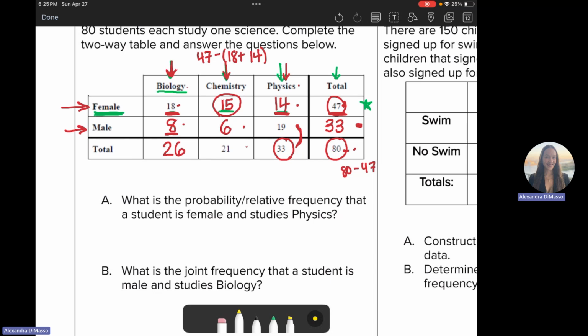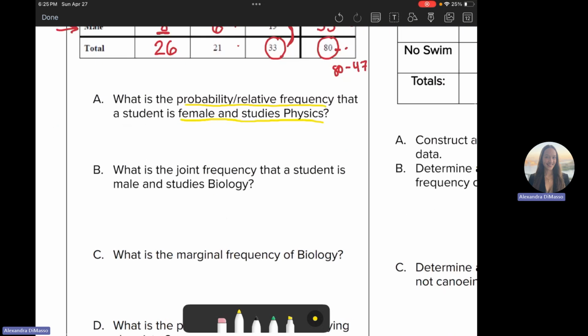What is the probability or relative frequency that a student is female and studies physics? Probability again means the number of favorable outcomes over the total number of outcomes. So it's favorable over the total number. Favorable would be a student that's both female and studies physics.